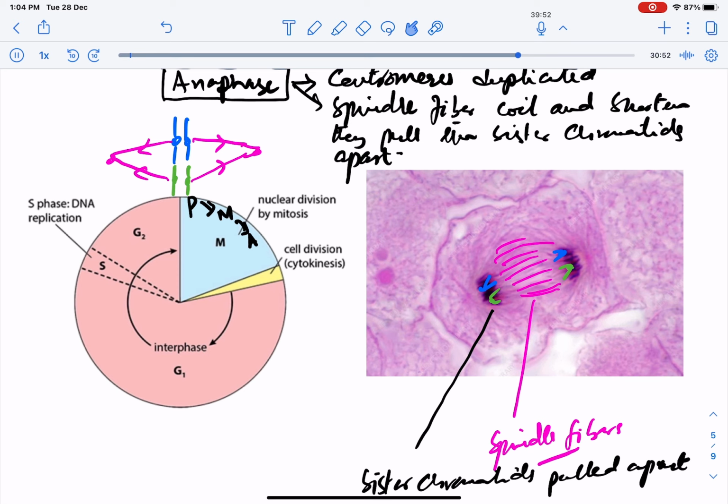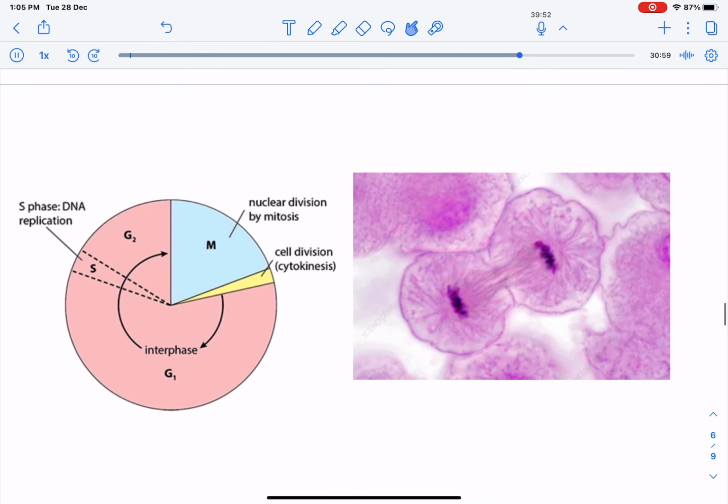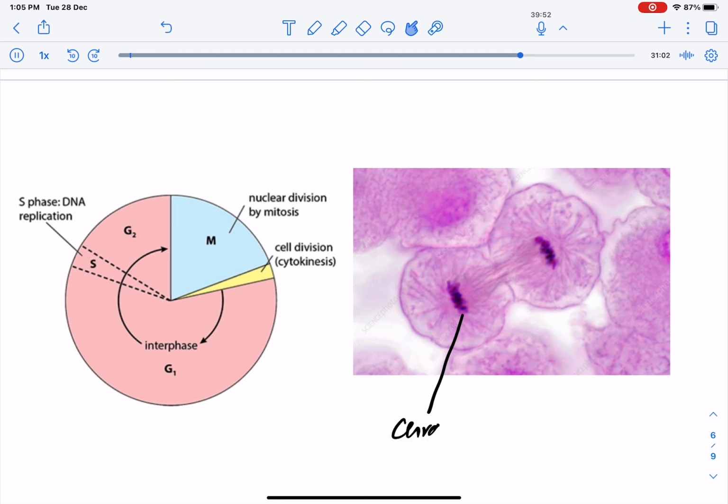During telophase, chromosomes uncoil and uncondense and start becoming invisible on both of the sides of this cell. Nuclear formation begins at this stage, though this is not visible here, but the nuclear membrane begins to form during this phase.